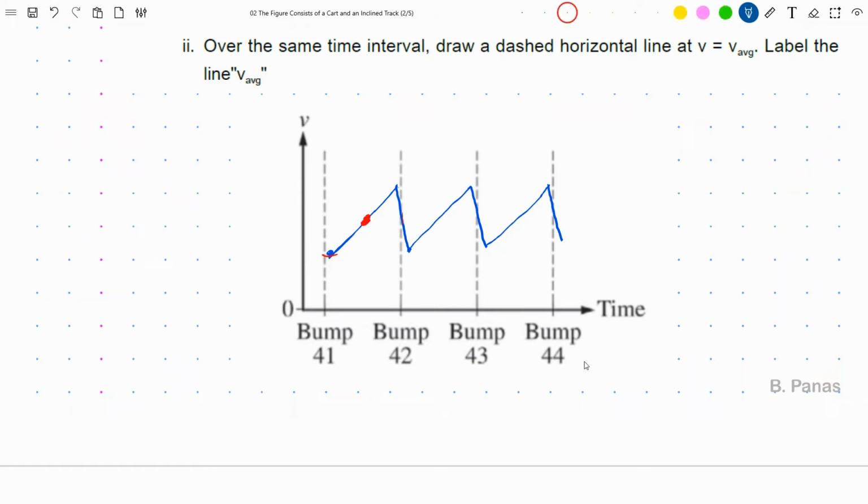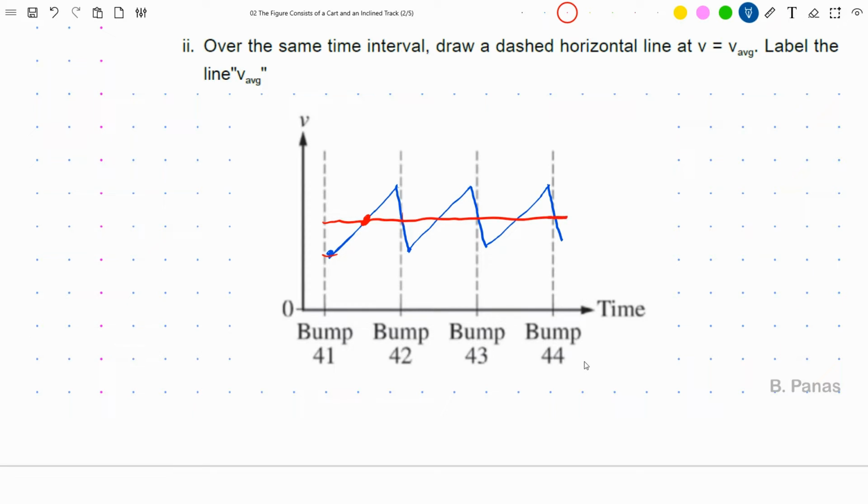Because especially if you think of it as a constant acceleration, then on average, you are going to have a velocity that is halfway between your two extremes. So if you think of this as the lower velocity and this is the higher velocity, since the acceleration was constant, the average velocity would be right in between. So I'm actually going to just sketch this line in horizontally, going right across there.